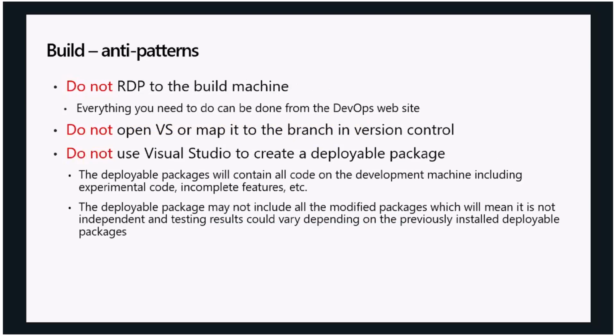Build anti-patterns. Do not RDP to the build machine. You can do everything you need to do from the DevOps website. If you haven't RDP'd to the machine, you can't open up Visual Studio or map it to the branch in version control. You should not do that as well. The build sets up its own mappings every time it does a map, and don't use Visual Studio to create a deployable package.